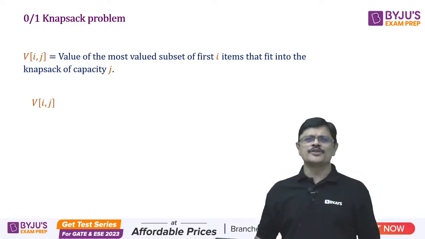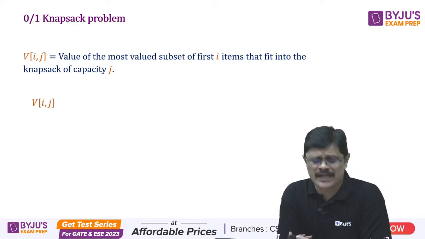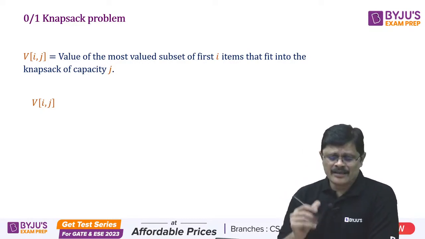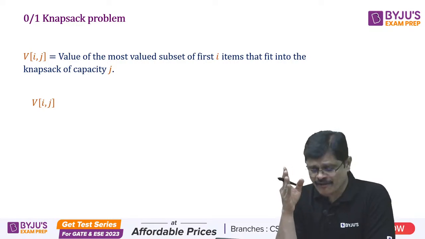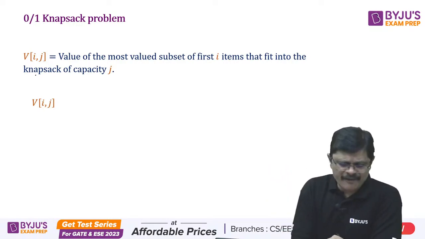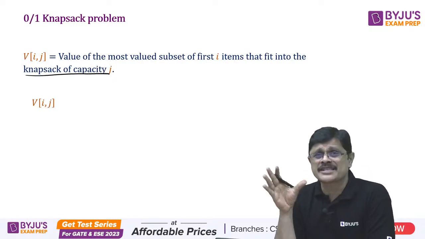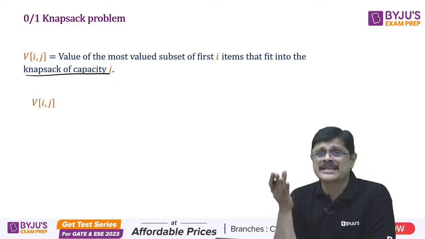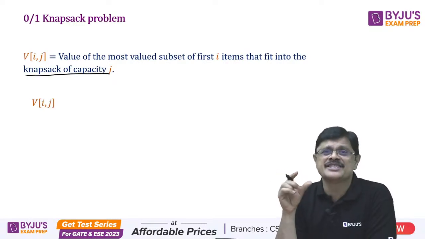Even this can be solved using the dynamic programming approach. Of course, V[i][j] is the value of the most valuable subset of the first i items that fit into the knapsack of capacity j. Out of the first i items, what is the best set of items which can fit into a knapsack of capacity j, my dear friends.